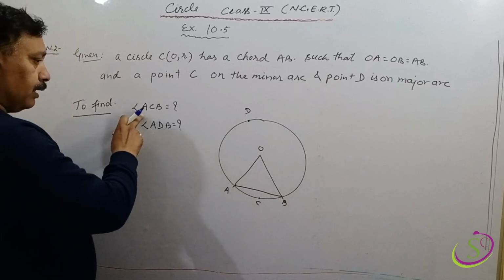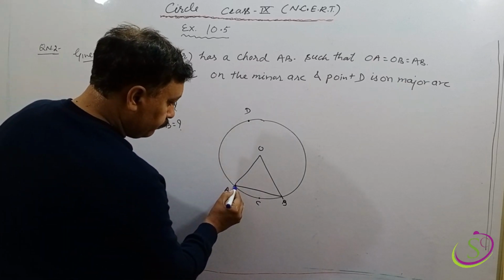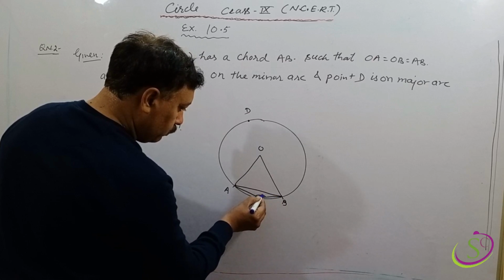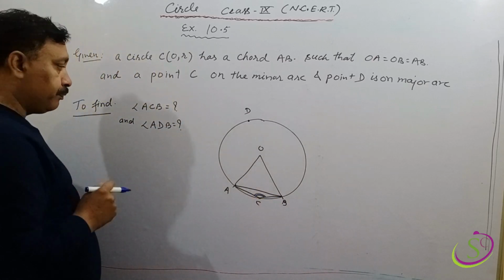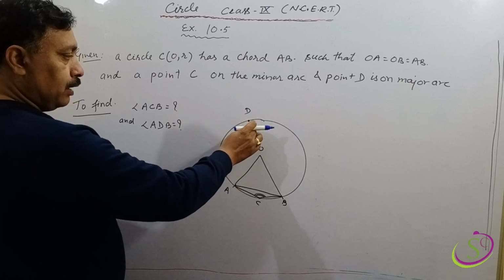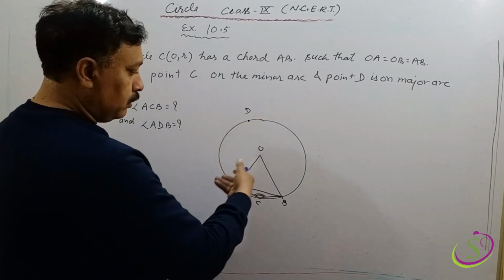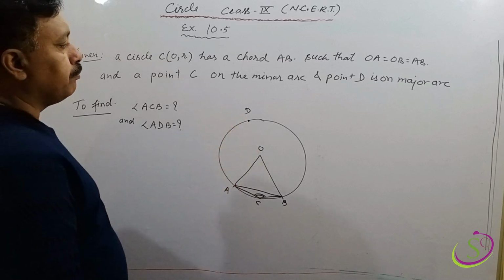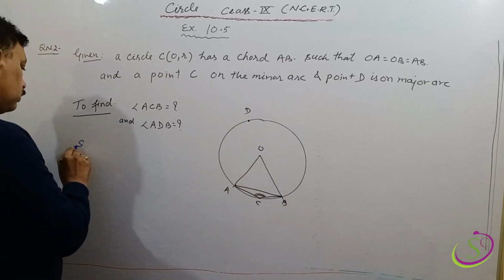We have to find angle ACB, this angle we have to find. Clear? And this angle also. After finding the angle ACB, after that we will find ADB. Okay. So, solution.